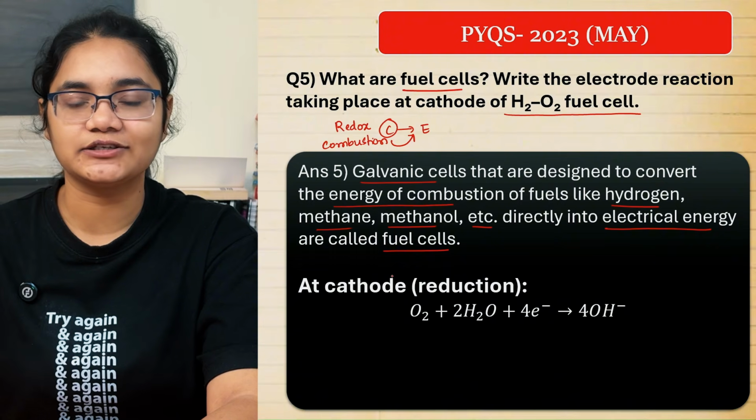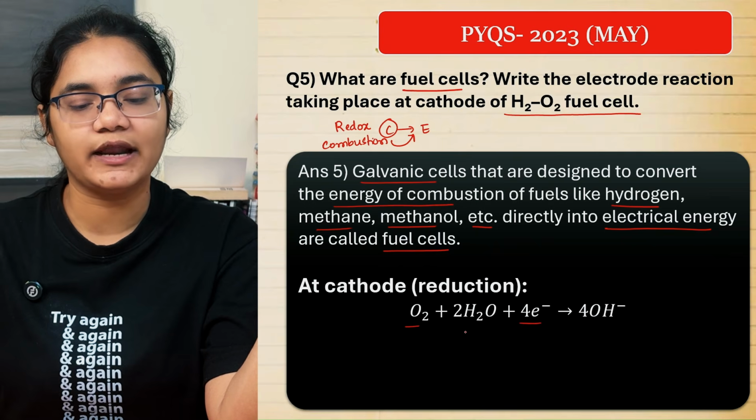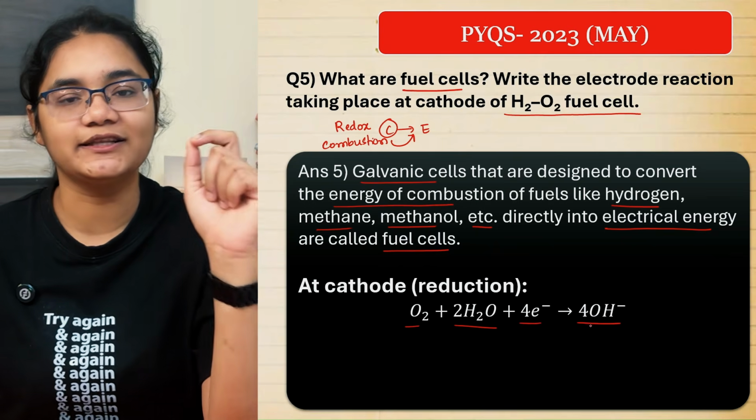And just the cathodic reaction is asked. So at the cathode, oxygen gets reduced. So O2 plus 4 electrons with 2 water gives you 4 OH minus.